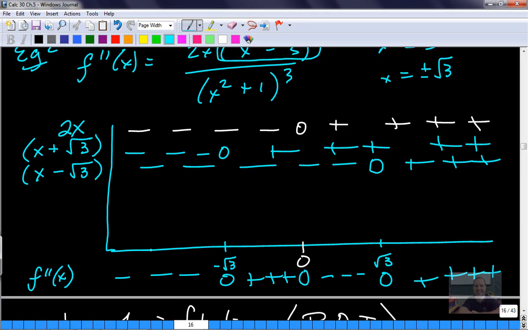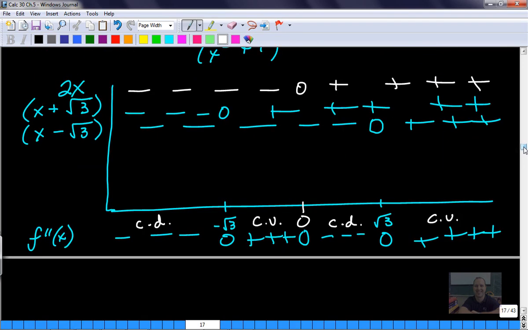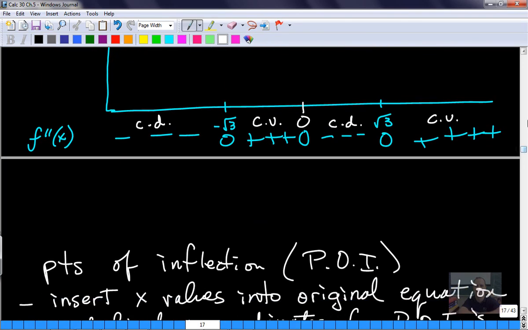And so we can see the concavity. So we'll just identify this on the graph here. This is concave down. You see that? Wherever x is less than negative root 3. This is also concave down here where it's negative. And then we have concave up here and concave up here. Okay, so we see the intervals where it's concave up and concave down.